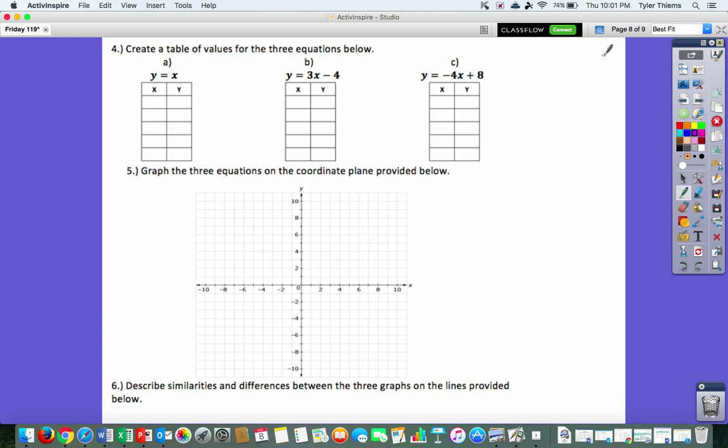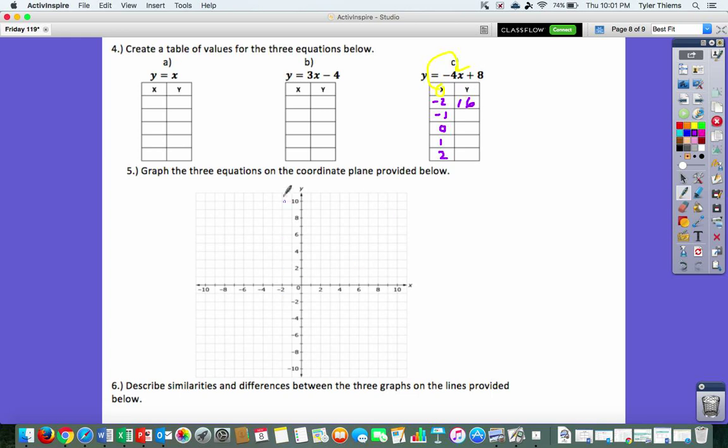Okay, on the back side, I'm going to do B for you guys this time. Actually, I'll do the hardest one. I'll do C. So I'm going to plug in some numbers here. I'm going to do -2, -1, 0, 1, and 2 again. So when I plug in these values of x into this equation, let's see what we get. If x is -2, -4 times -2 gives us +8. 8 plus 8 would be 16.